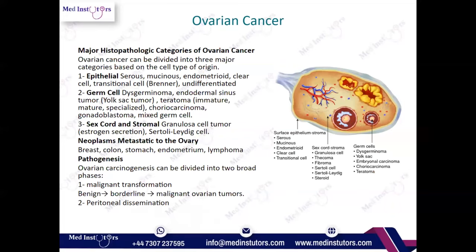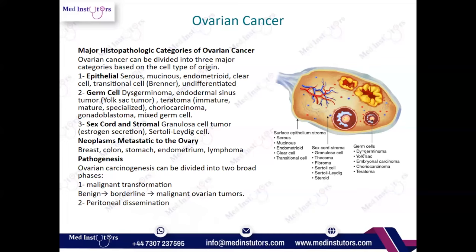So now let's have a look at the major histopathological categories of ovarian cancer. First, just have a look at the ovary. What are the components of an ovary? If you see on the outside, this is epithelium. So there are three major categories of ovarian cancer. One category comes from this epithelial damage, and we term them surface epithelial tumors, or simply epithelial tumors of the ovary. That's simple.